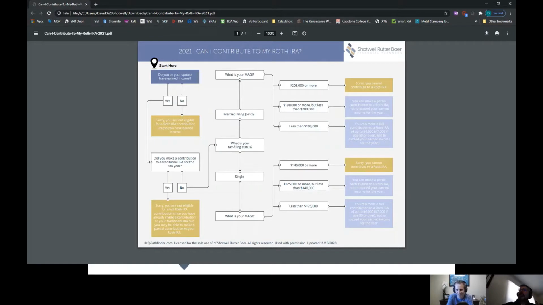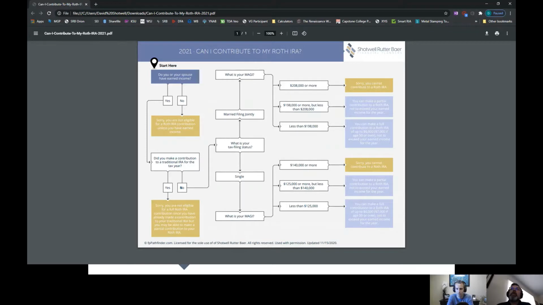So, I use the toolbox analogy with clients a lot, that an IRA, a Roth IRA, they're like a toolbox, and the type of toolbox determines the tax treatment, but you can put all sorts of different tools inside the toolbox, right? And with the tools being the investments themselves.